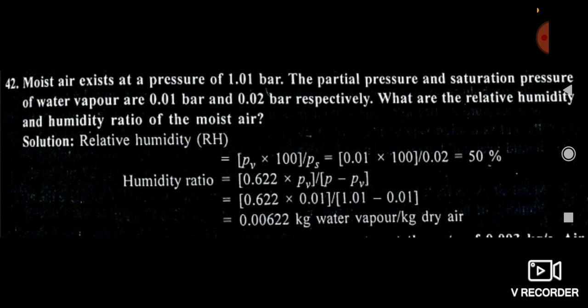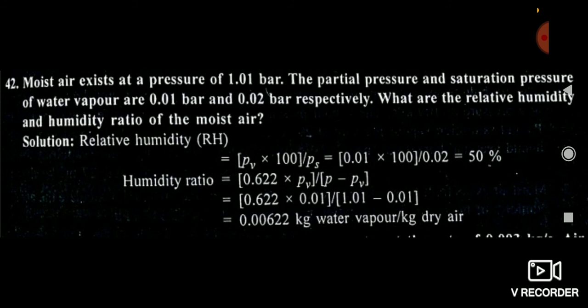So friends, for solving, it is asking about the relative humidity and humidity ratio. Friends, this is a very easy question. The partial pressure and saturation pressure are given, so you can easily calculate the relative humidity, that is 50%. 0.01 divided by 0.02 into 100, that is 50%. Relative humidity is very easy.